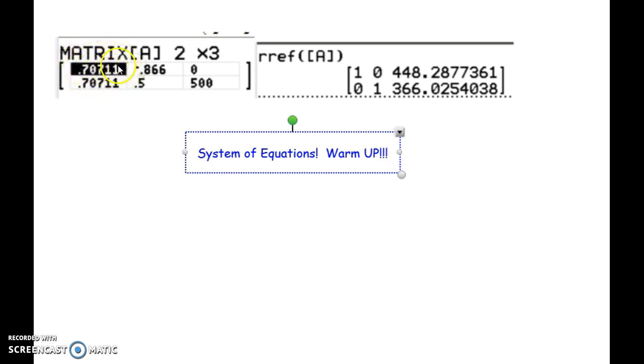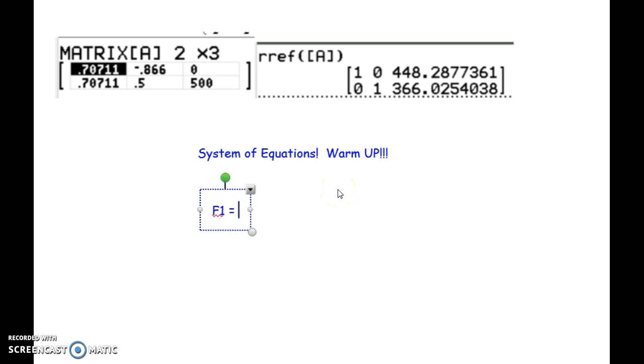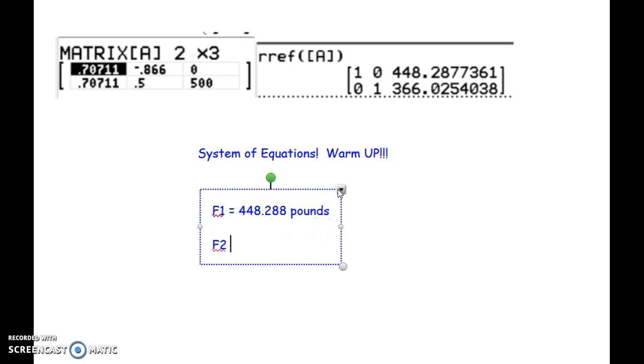Notice I typed them just like we did before on the front of the paper into this 2x3 matrix. This is root 2 over 2, this is negative root 3 over 2, this is 0. Root 2 over 2, 1/2, 500. RREF with that matrix, and you get these two pieces. Since this right here is the F1 vector, the magnitude, or the tension, if you will, on the F1 vector is 448.288, let's say, pounds. And the F2 vector is 366.025.